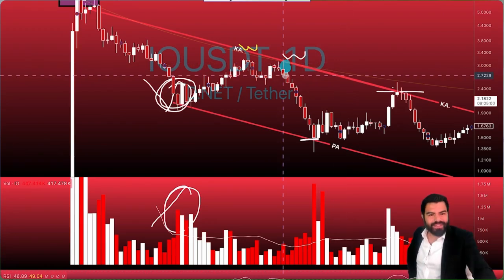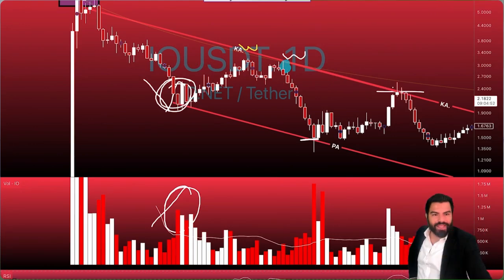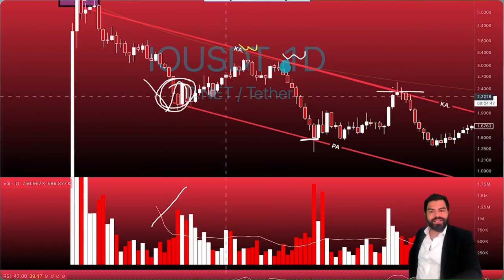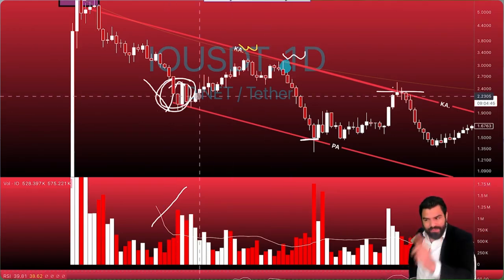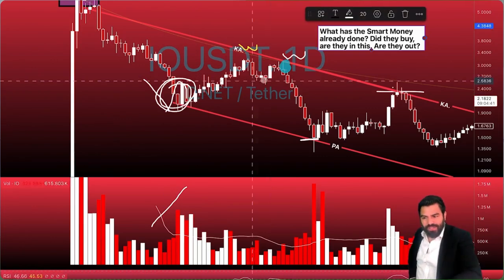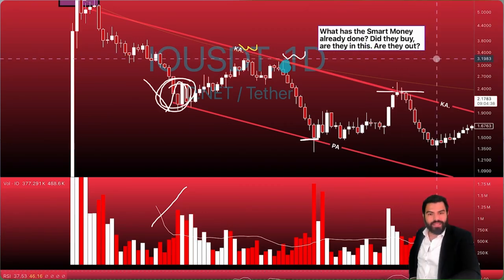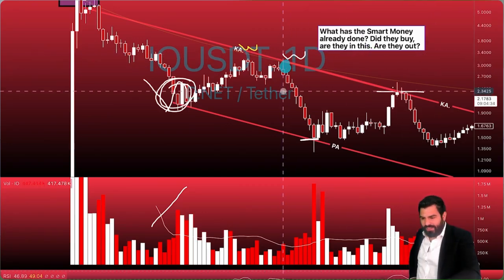Can you hear me? Lydia says in. That's good. The answer is, Lydia is right. They're still in. They didn't get out, they're in. So just keep that in mind. Remember the question. What has the smart money already done? Did they buy? Are they in this or are they out? Right now they're still in. All right, let's go to the next event.